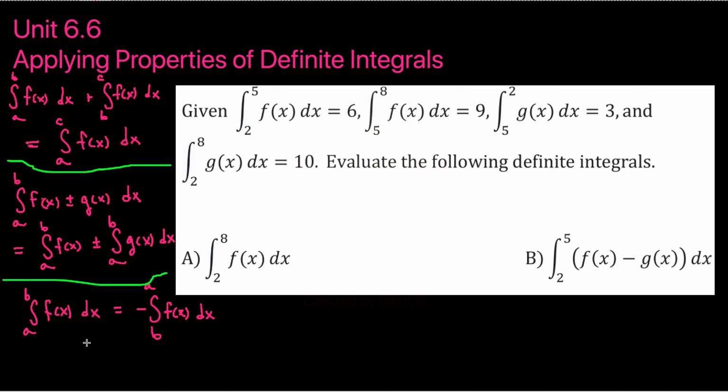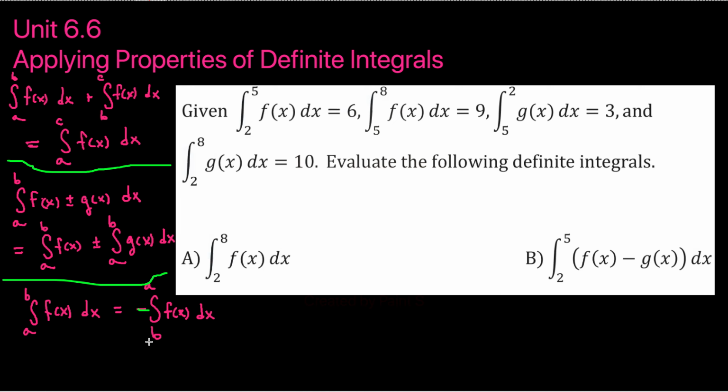The last thing that we need to use here is that if I swap the bounds of integration, going from b to a instead of from a to b, then the integral becomes negative. It flips its sign and has a negative in front of it. Now, let's use these properties in this problem.